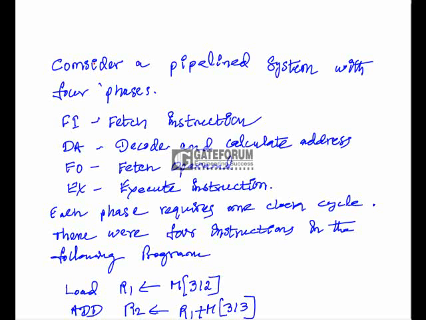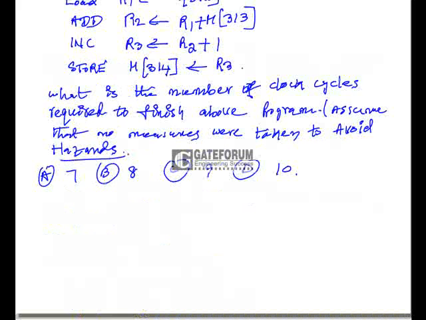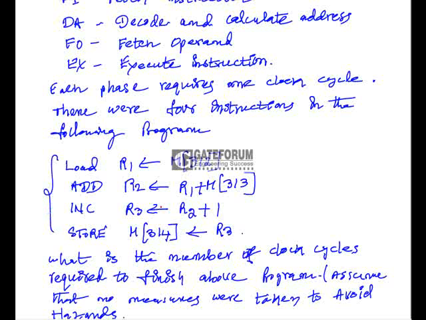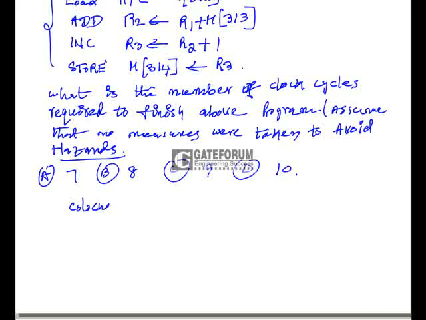Consider the pipeline system with 4 stages: fetch instruction, decode and calculate address, fetch operand, execute instruction. What is the number of clock cycles required to finish the above program? Assume that no measures were taken to avoid pipeline hazards. So these are the instructions: load, add, inc and store. R1 is loaded from M of 312, then R1 should be added to the memory word at 313, and that should be loaded to R2. Then R2 should be incremented and loaded into R3. Then R3 should be loaded into M of 314.